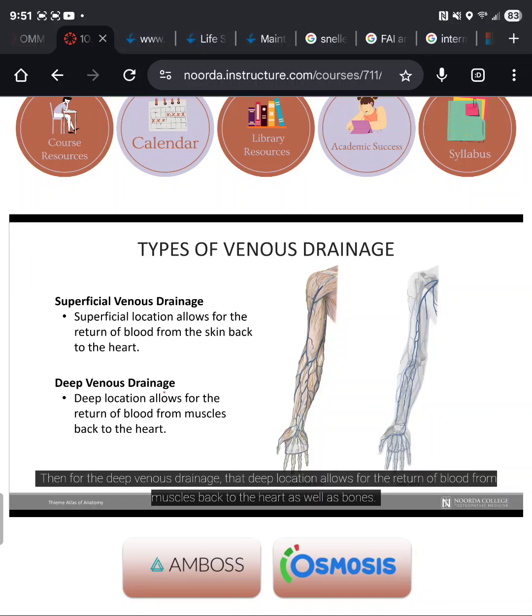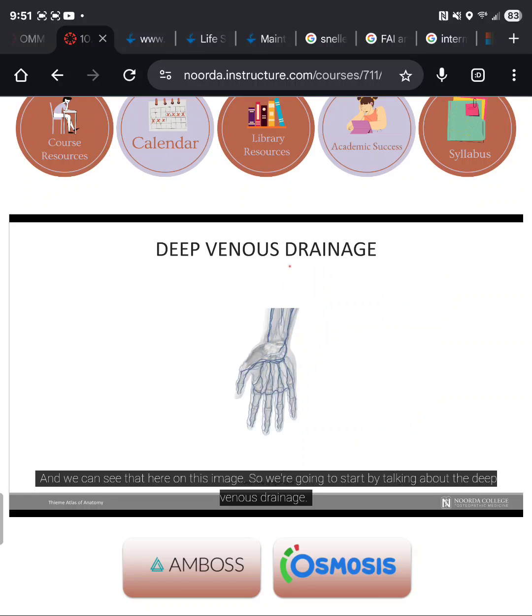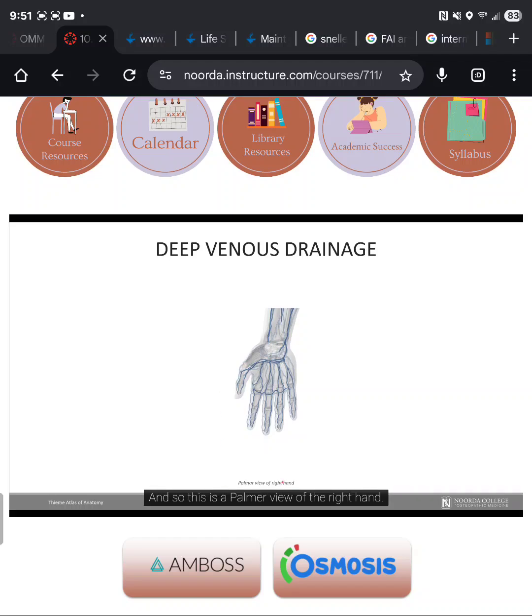Then for the deep venous drainage, that deep location allows for the return of blood from muscles back to the heart as well as bones. And we can see that here on this image. So we're going to start by talking about the deep venous drainage. And since we're going from the upper limb back to the heart, we're going to start at the most distal end on the hand. And so this is a palmar view of the right hand.